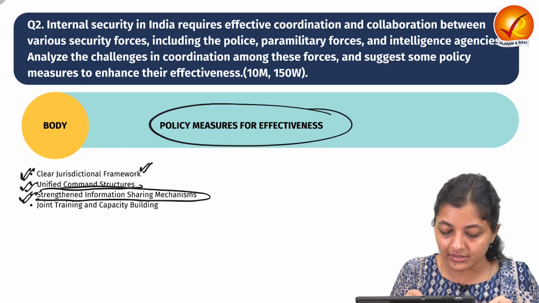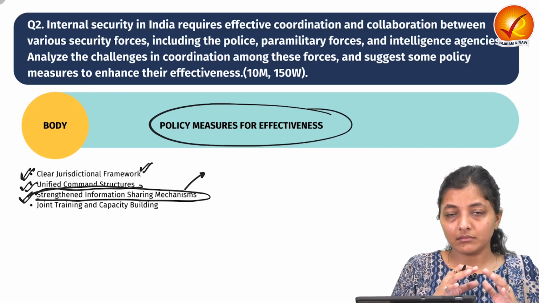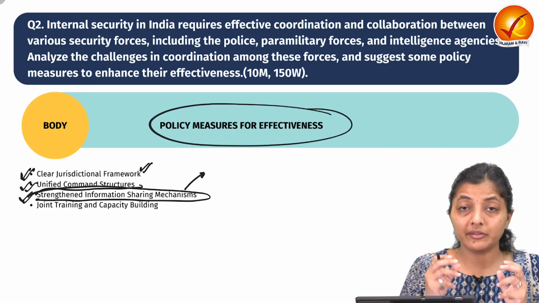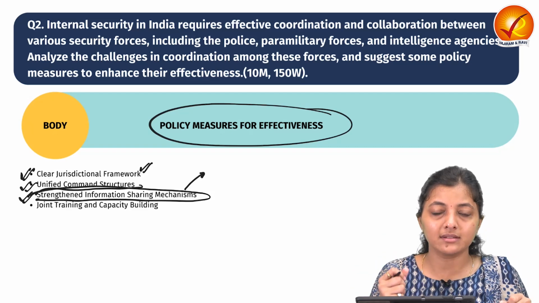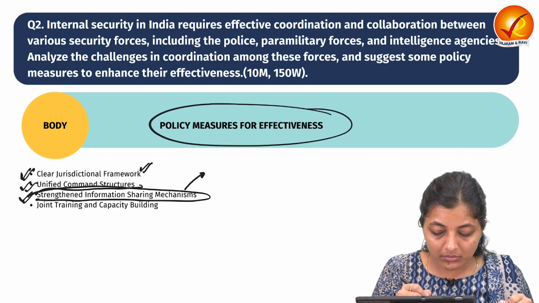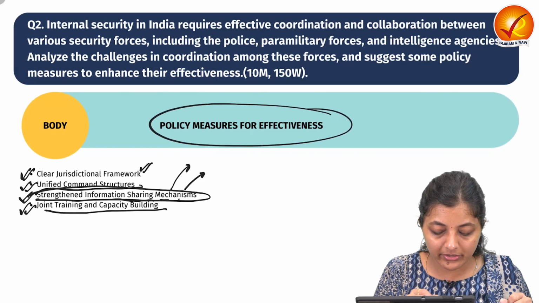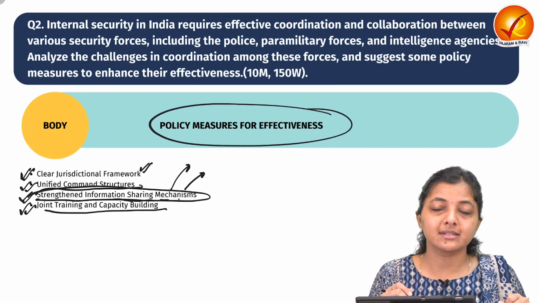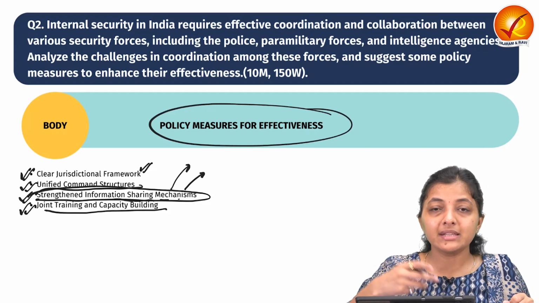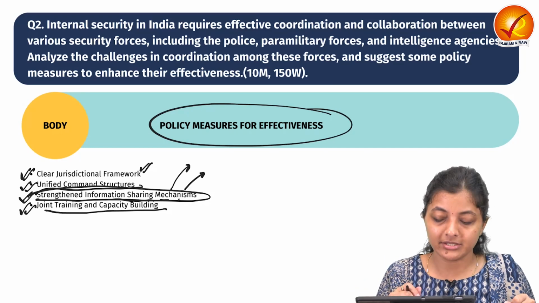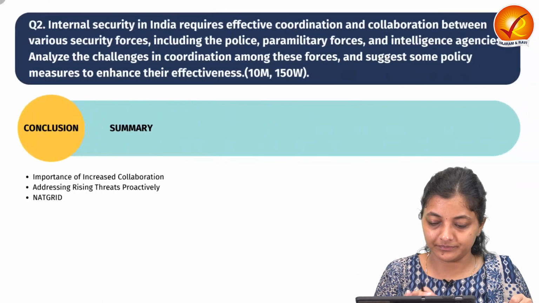Then next is strengthening the information sharing mechanism. Because of the absence or weakness of communication linkages between the different security forces, it creates haphazard situations, so we should strengthen information sharing mechanisms. Then joint training and capacity building, like mock drills and collaborative, cooperative training, so as to build trust and familiarity between the different security agencies. So these are some policy measures for the effectiveness of coordination.